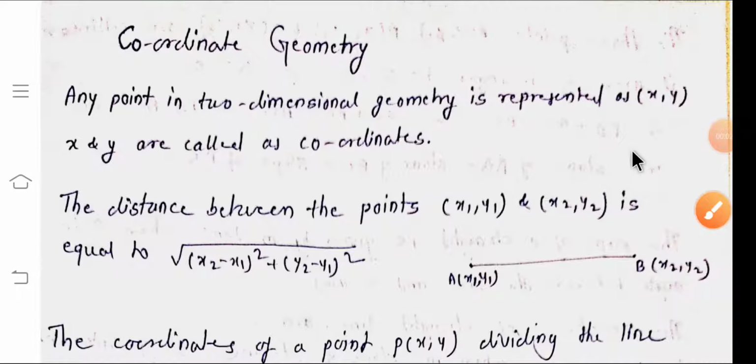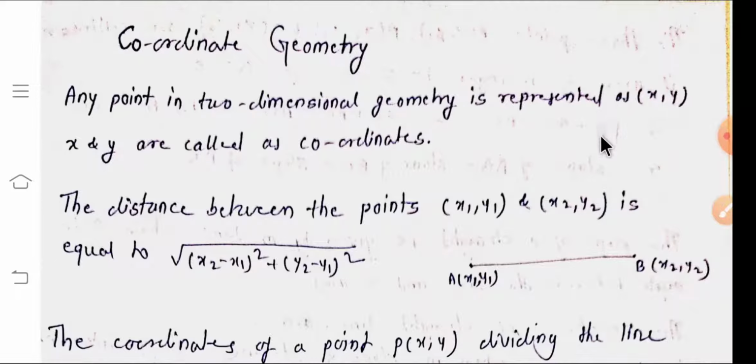Hi friends, in this video we study coordinate geometry, specifically questions on straight line forms. So what are coordinates? In two-dimensional geometry a point is represented as x and y, where x and y are called the coordinates, that is the x coordinate and the y coordinate.